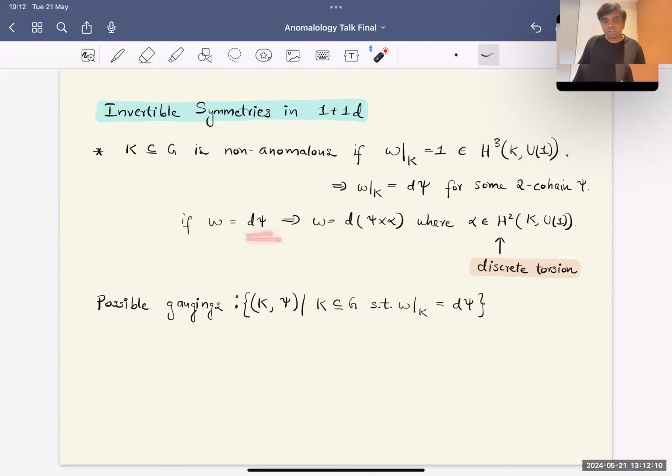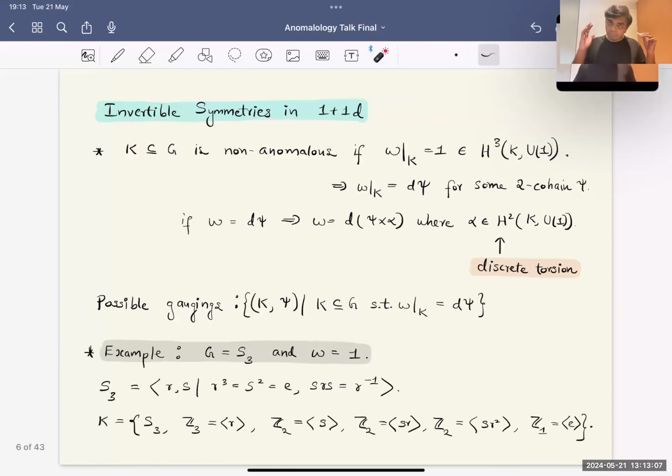Whenever you have a solution, you can multiply psi with some alpha in the second cohomology group, and you get another trivialization. So omega being trivial, a choice of trivialization involves choosing a psi, but then once you choose a psi, there are other choices labeled by this alpha, which we often call the discrete torsion. So we have the discrete torsion, and it will play an important role in our story. As for the possible gaugings, if we have a symmetry G with anomaly omega, the different gaugings that you can do you can just write down. It's a finite group, so you have a finite number of subgroups which satisfy this condition. Such subgroups, along with a choice of trivialization, are the set of all possible gaugings you can do. So this is the data you have.